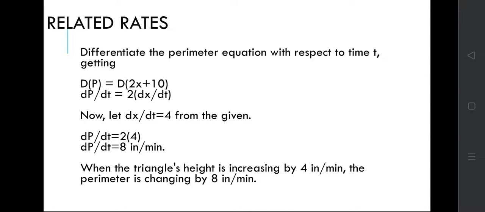May formula na, may equation na tayong magagamit. So, let's differentiate the perimeter equation with respect to time. Getting dP over dt is equal to 2 multiplied by dx over dt. Now, let dx over dt equal 4 from the given. Substitute, we now have dP over dt is equal to 2 multiplied by 4. dP over dt equals 8 inches per minute. So when the triangle's side is increasing by 4 inches per minute, the perimeter is changing by 8 inches per minute too.